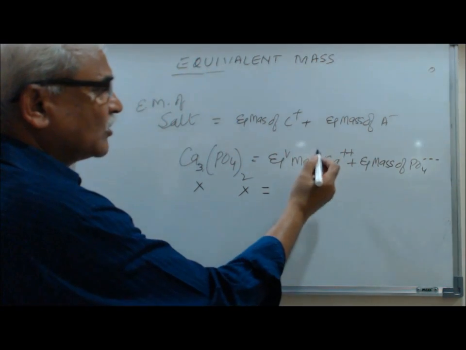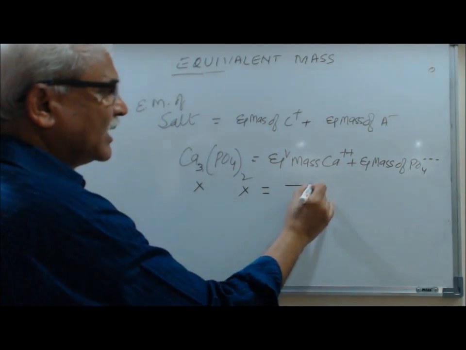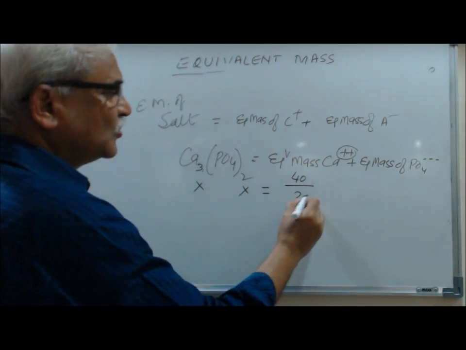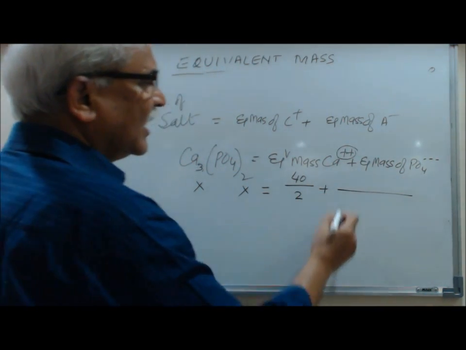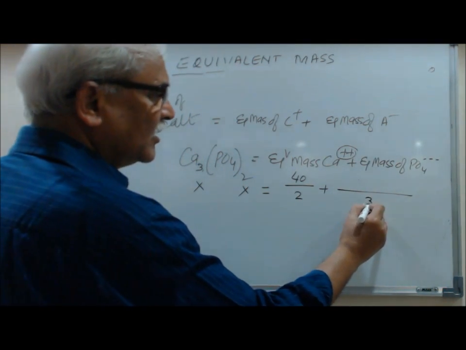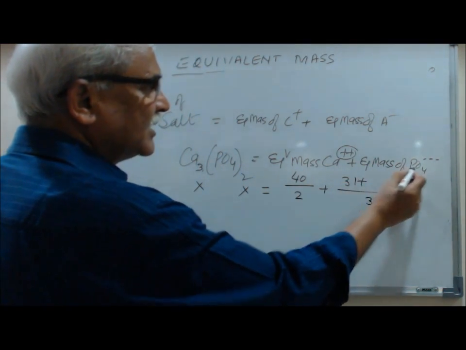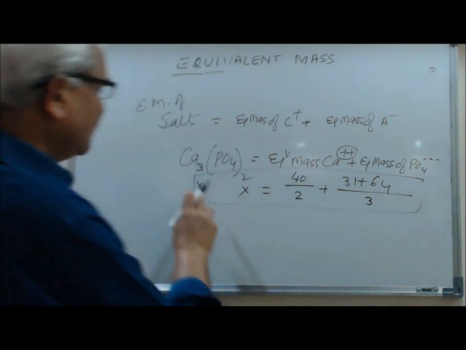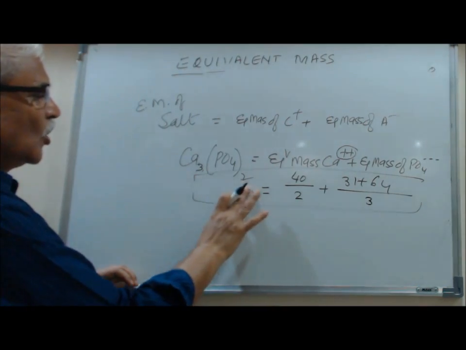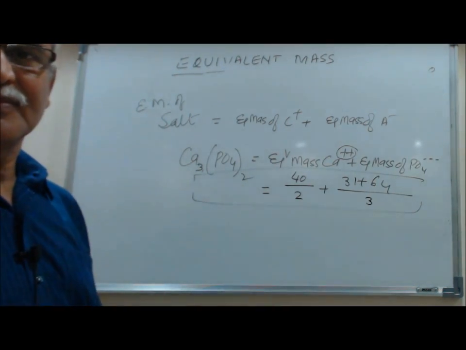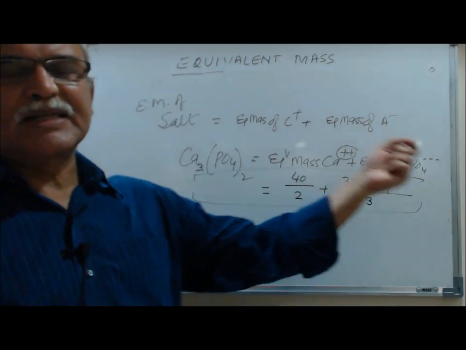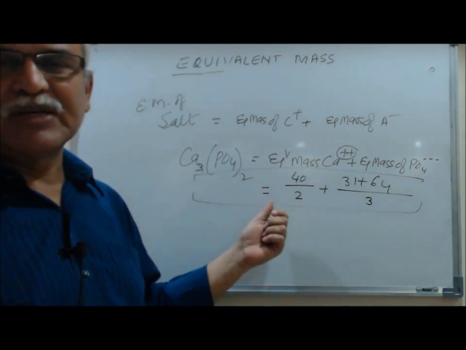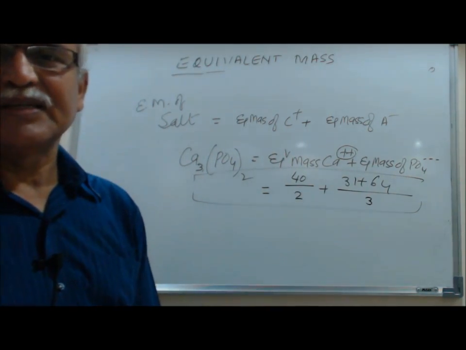Now what is the equivalent mass of an ion? Molecular mass divided by charge. Calcium is 40, so it becomes 40 divided by the number of charges, 2. Phosphate, again molecular mass by charge: the charge is 3, and the molecular mass is 31 plus 16 times 4, which is 64. This will be the equivalent mass of calcium phosphate. The numbers 3 and 2 do not play a role here. Just that of the cation plus that of the anion. How to find that of the cation? Molecular mass by number of charges.